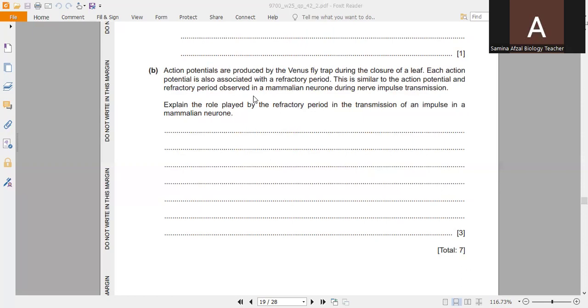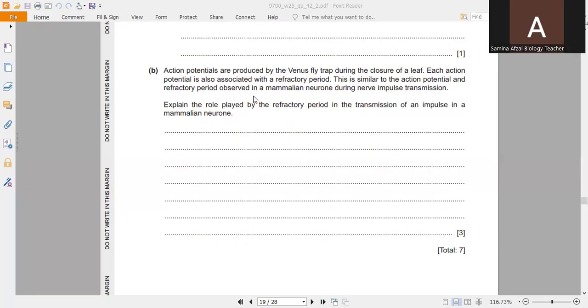Then it sets an upper limit on the frequency of nerve impulses. A new action potential cannot be generated until the resting potential is restored. The neuron cannot be infinitely fast, which prevents overloading the system. So these points can be written right over here.